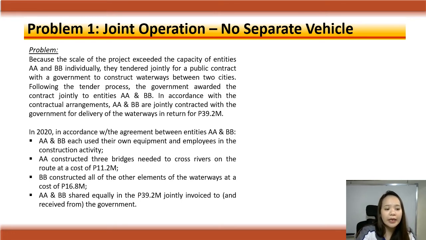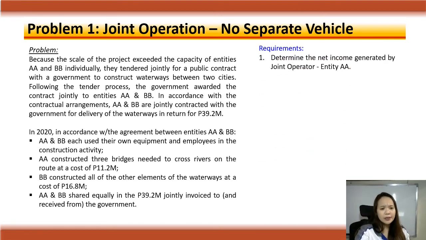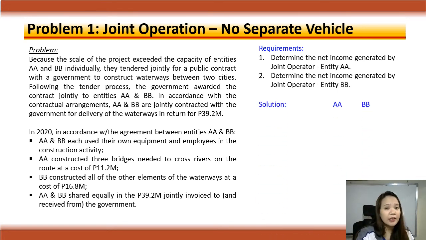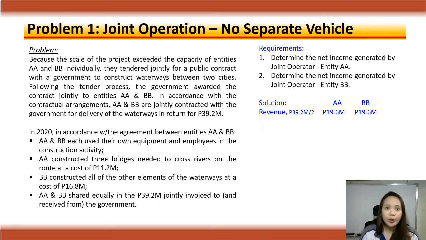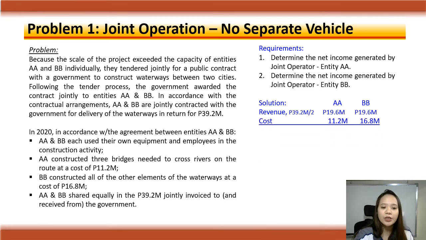Pero ang sabi, equally daw, so hatiin mo yung revenue. Tig-kalahati din sila ng in-invoice sa government. Requirements: determine the net income ni AA and net income ni BB. The solution is, magkano yung revenue? 39.2 shared equally between AA and BB. So, divide by 2 mo lang siya. That will be 19.6 million each.